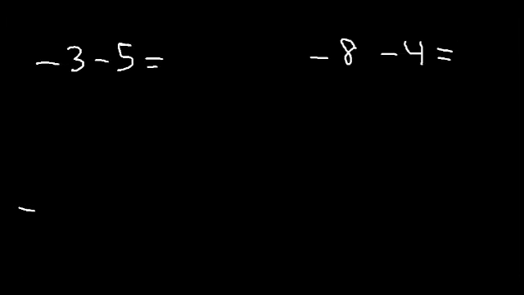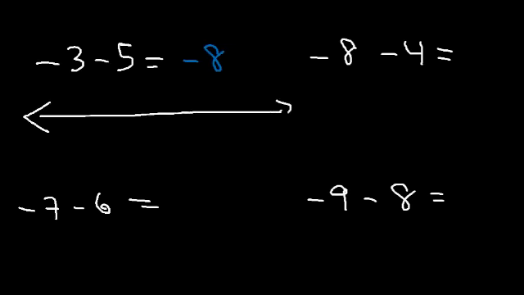Try these. So let's say if we have two negative signs, negative 3 and minus 5. What do you think the answer will be to that particular problem? So negative 3 minus 5 is negative 8. So if we make the number line, starting at negative 3, we're going to subtract it by 5. So we need to go 5 units to the left. 1, 2, 3, 4, 5. So this will be negative 4, negative 5, negative 6, negative 7, and negative 8.